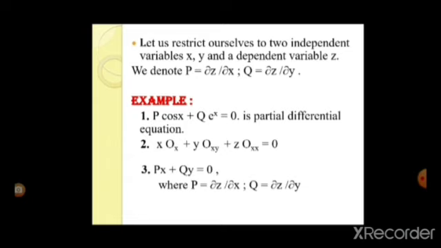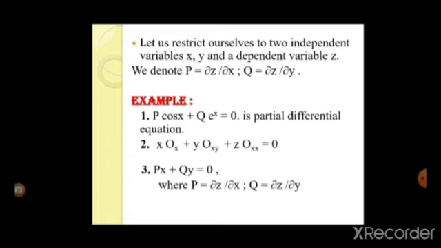These are a few examples of partial differential equations. Let us see the first example. P cos x plus q into e power x equal to 0 is a partial differential equation. Absolutely it is, because here p is the partial derivative dou z by dou x, and q is dou z by dou y. This is the first example.